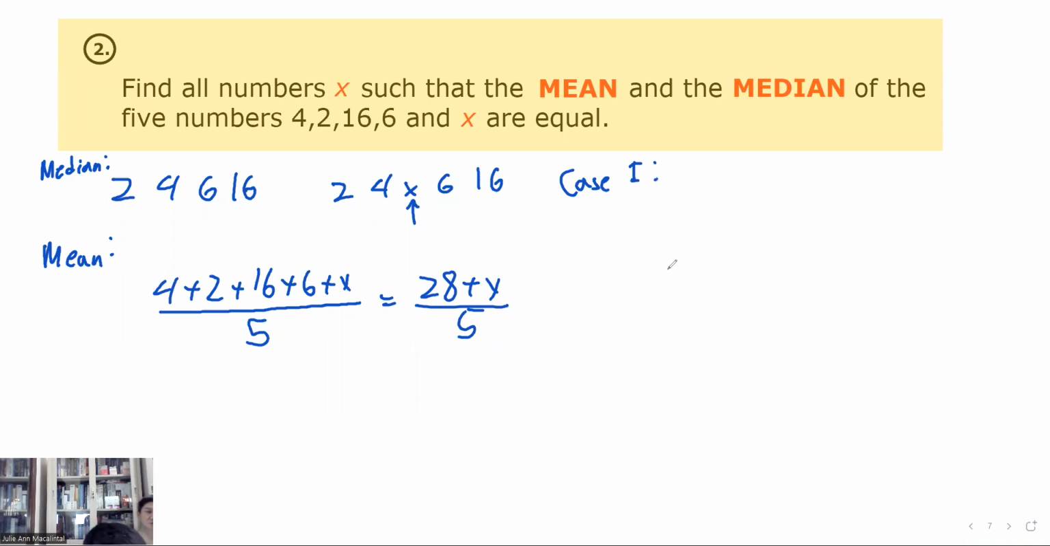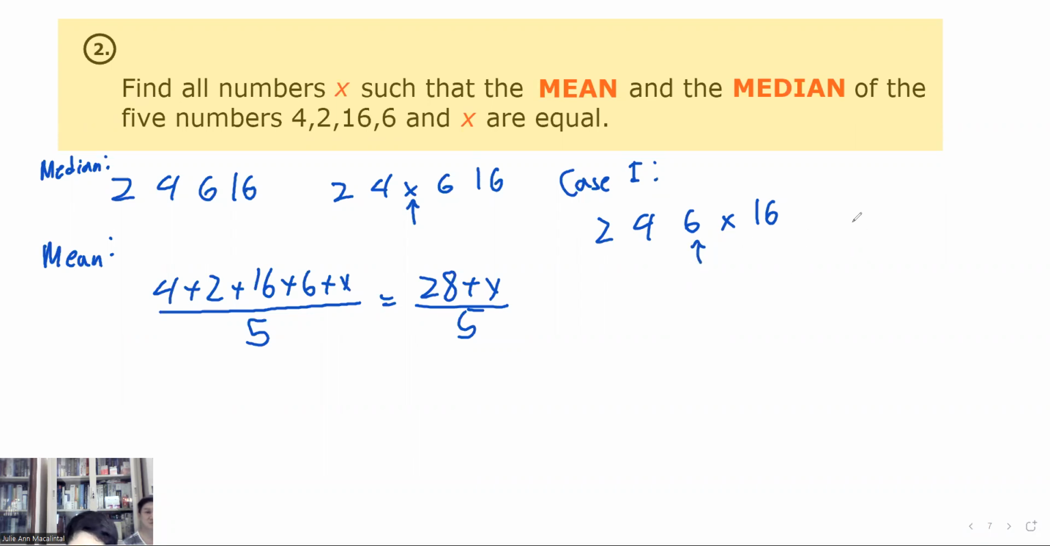Case one. When you label cases, it would be better to use Roman numerals rather than normal numerals as the adopted standard. So for case one, let's say x is greater than 6 but still less than 16. Then the median would be 6 because it's the middle number.